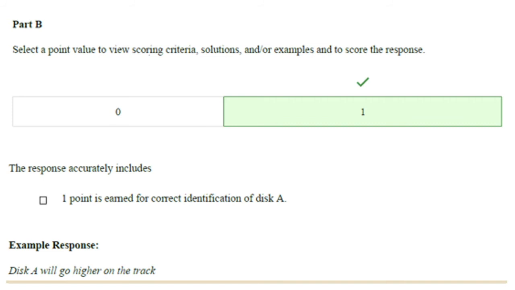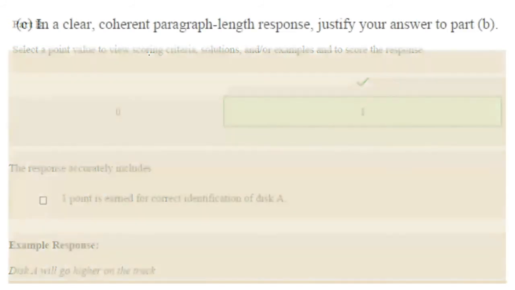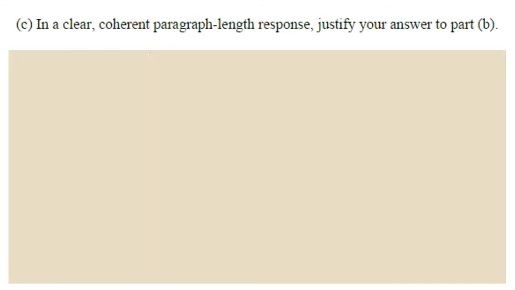It's because of what they're asking you in part C. Part C says, in a clear, coherent paragraph length response, justify your answer for part B. So in this part, we're tasked with explaining why disk A is going to reach a higher height than disk B. And I hope everybody realized that if they're asking you a question about which object is going to reach a larger maximum height, you're thinking about energy. It's a ramp and they're asking you about height and you're not talking about energy.